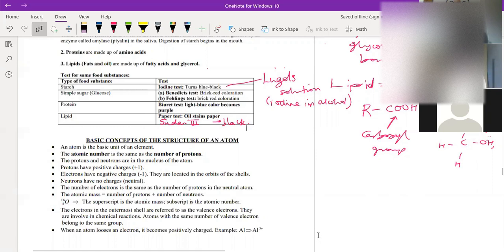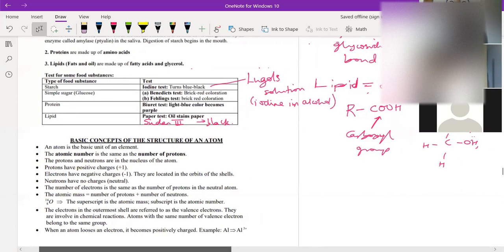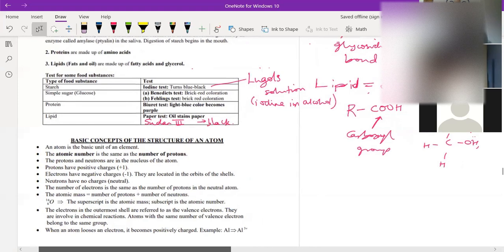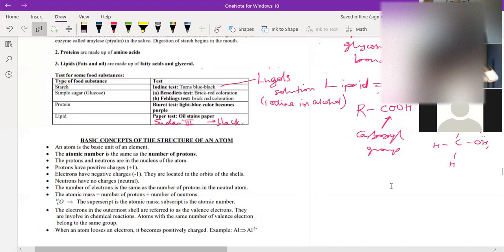Any questions on these things so far? I think we are making progress slowly.